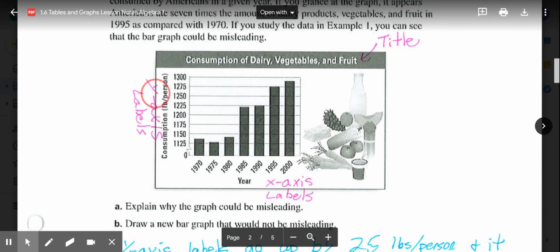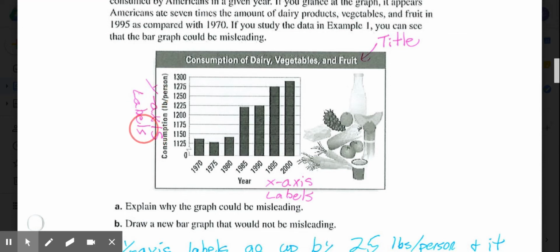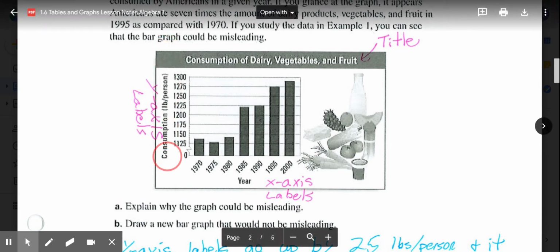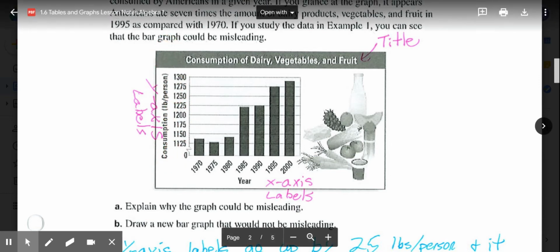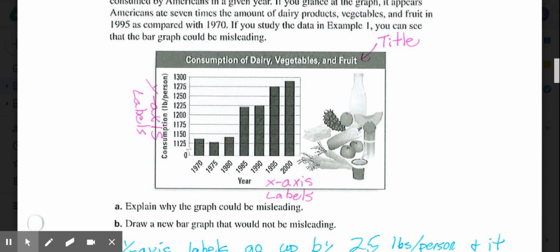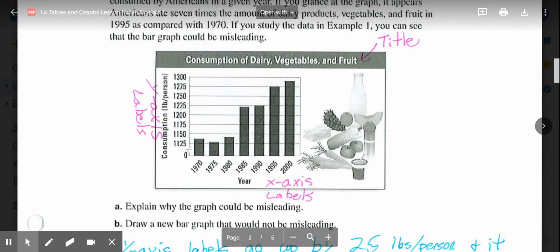We also need our y-axis with labels and a scale for the numbers. So the label would be consumption, pounds per person. Our scale are the numbers. And then our x-axis across the bottom, we also need labels, in this case year, and then the scale would be by 5 years, so every 5 years. So you need to label your x and y axis, you need a title, and you need a consistent scale going on both axes.